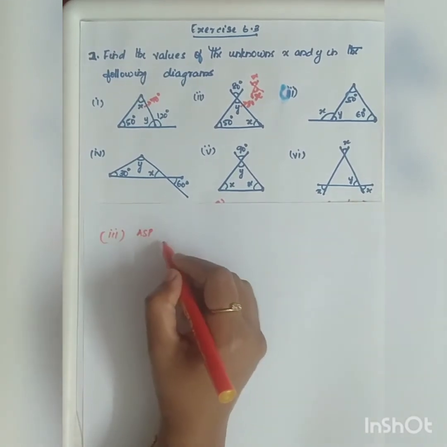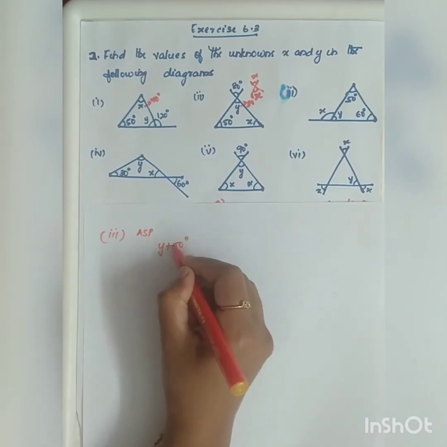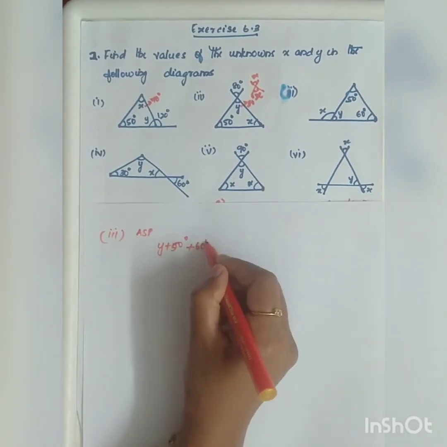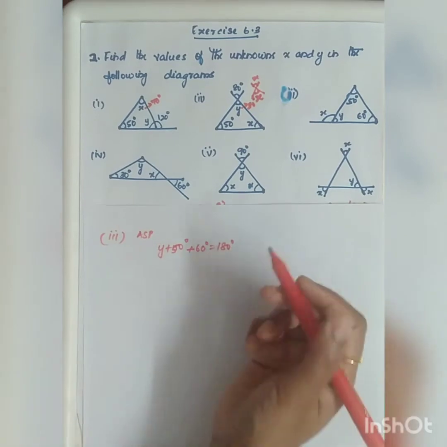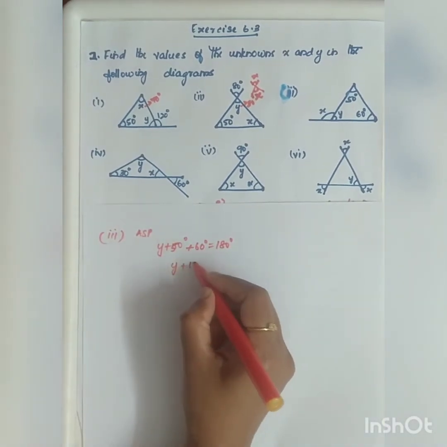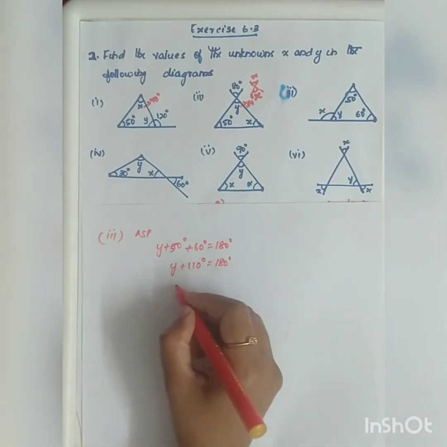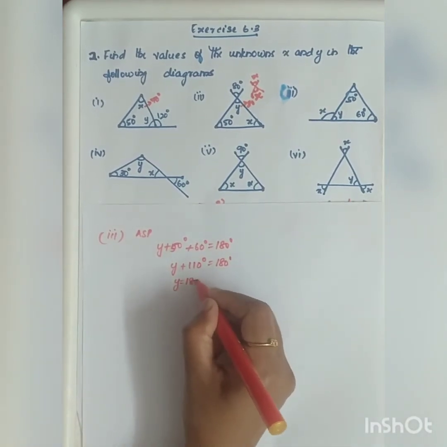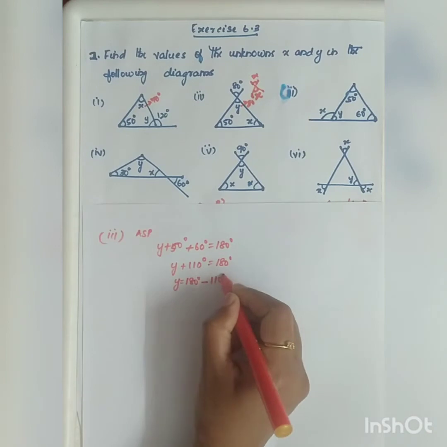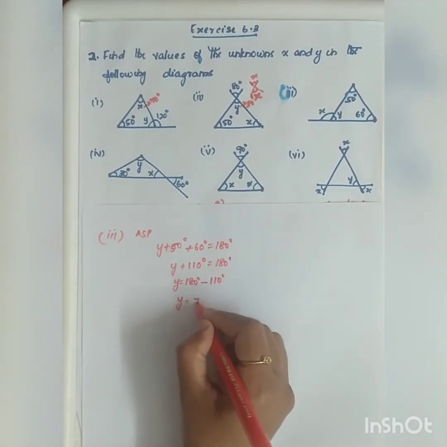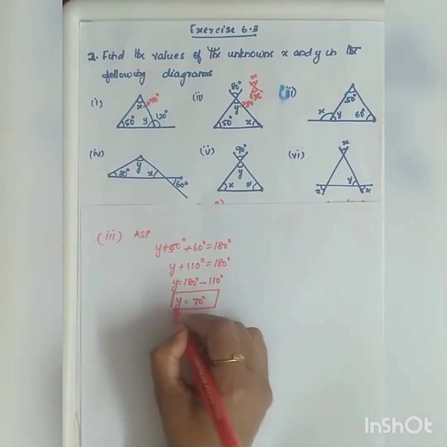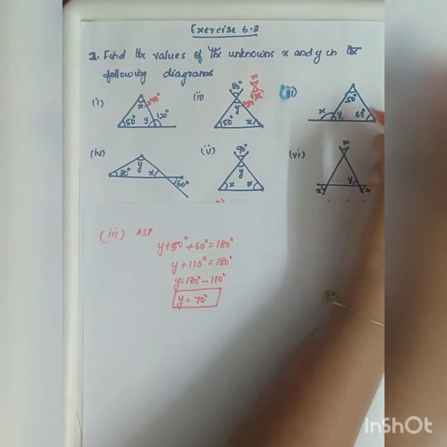So as per the angle sum property, we can get that y plus 50 degree plus 60 degree is equal to 180 degree. Therefore y plus 110 degree is equal to 180 degree. So we get y is equal to 180 degree minus 110 degree. So y is equal to 70 degree. Now we have got y is equal to 70 degree.